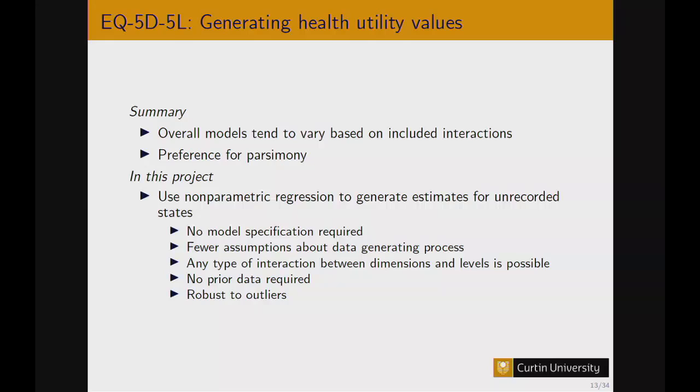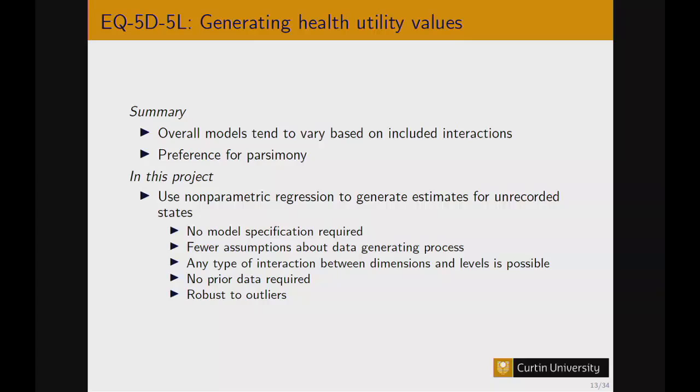There are fewer assumptions about the data generating process. So I don't need to know that the errors are normally distributed, for example. They don't have to be normally distributed. And that's kind of nice, because this data does not look normally distributed for most of these health states. Any type of interaction between these dimensions and levels is completely possible without me saying anything. So I have much less room to make a mistake, leave some interaction out, put something in that doesn't matter, and mess up the model.